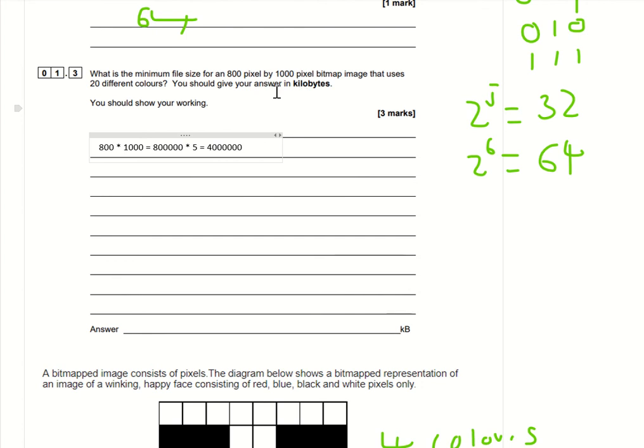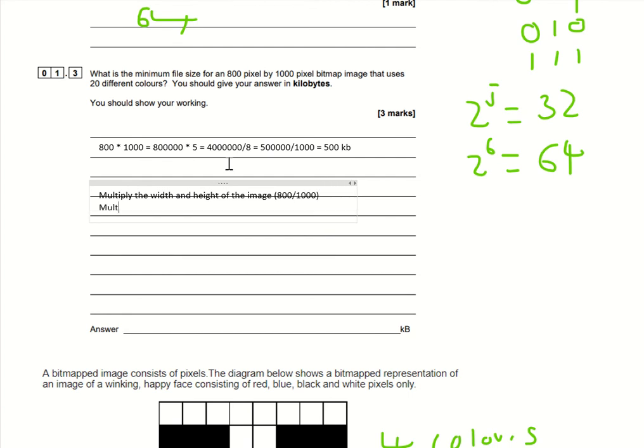And then to turn it into bytes, we divide that answer by 8. And then to turn it into kilobytes, we divide that by 1,000. Okay, and then that gives us our answer, which is 500 kilobytes. Okay, so just to go through that method again, if I explain it in words. So stage 1 is multiply the width and the height of the image, which in this case is 800 by 1,000. Stage 2 then is to multiply the results by the color depth, which in this case is 5.